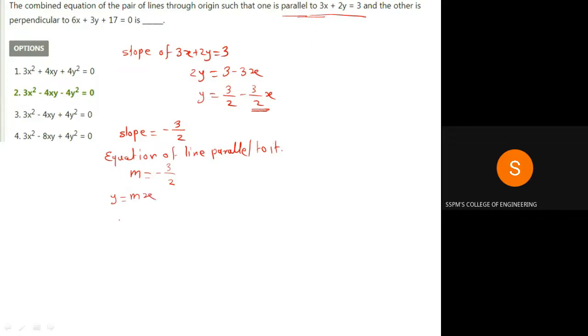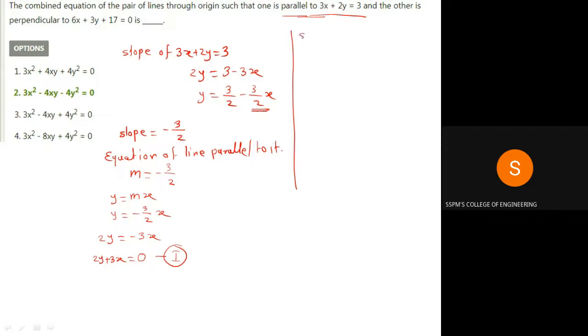What is the equation of the line? It is simply y is equal to mx, that is y is equal to minus 3 by 2 x. If you multiply by 2 on the left hand side, it is 2y is equal to minus 3x. That is 2y plus 3x is equal to 0. So this is the equation of line 1, the first line: 3x plus 2y is equal to 0, or 2y plus 3x is equal to 0. You can write anything. Now we will consider the second line, but what is the difference here? Now we have to find the slope of a line perpendicular to it.